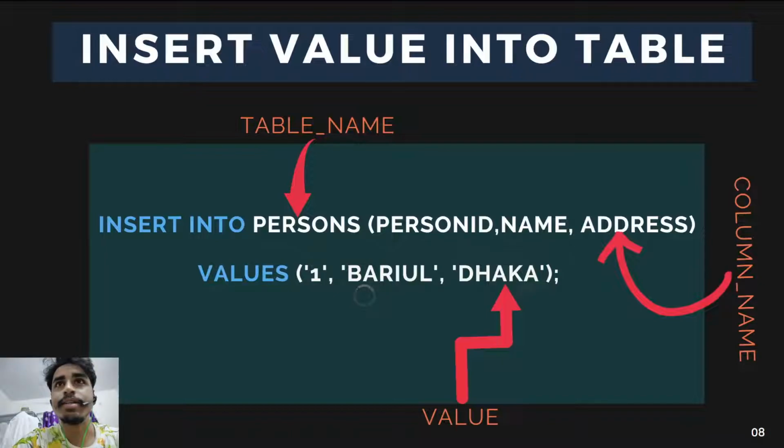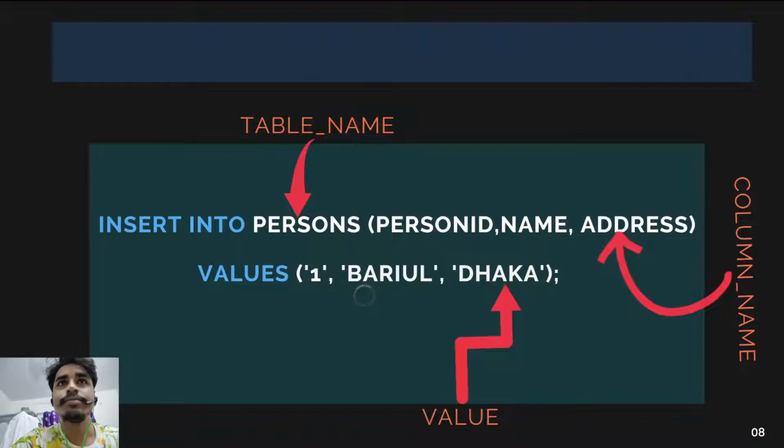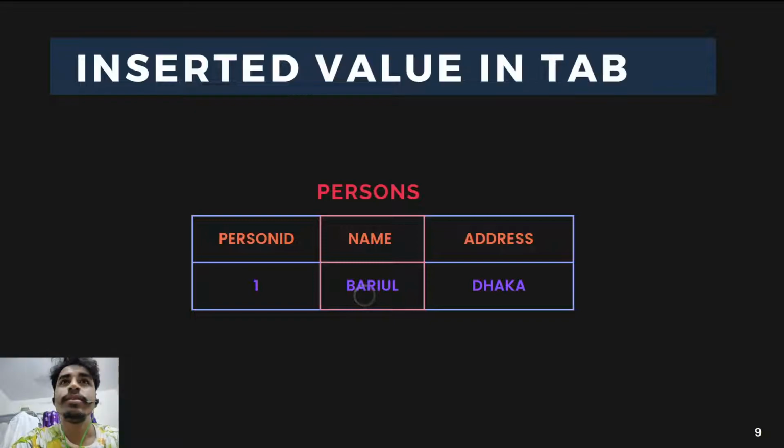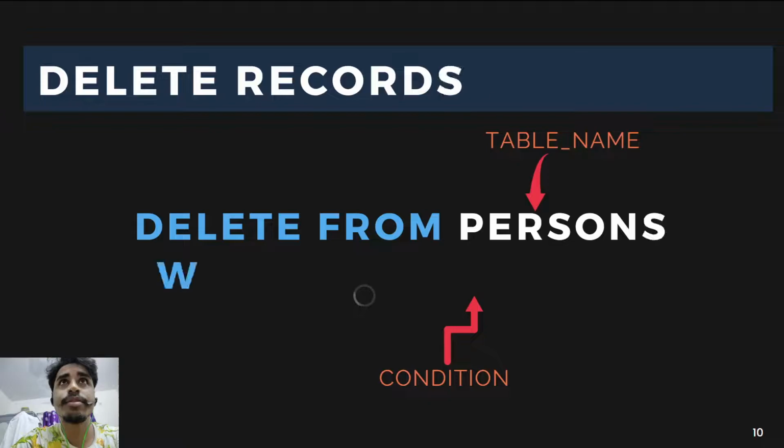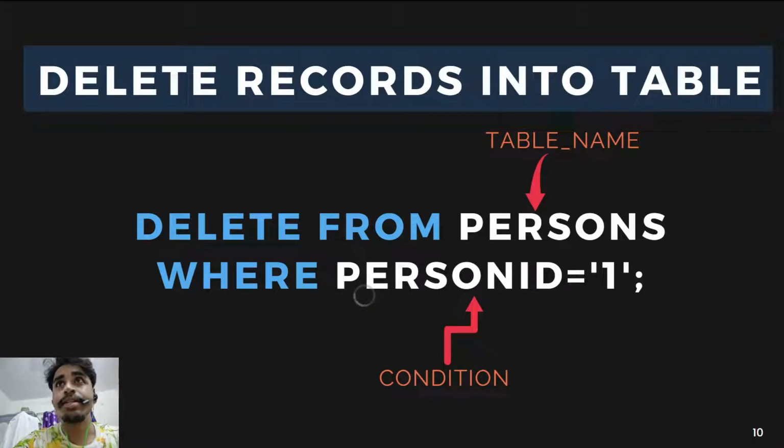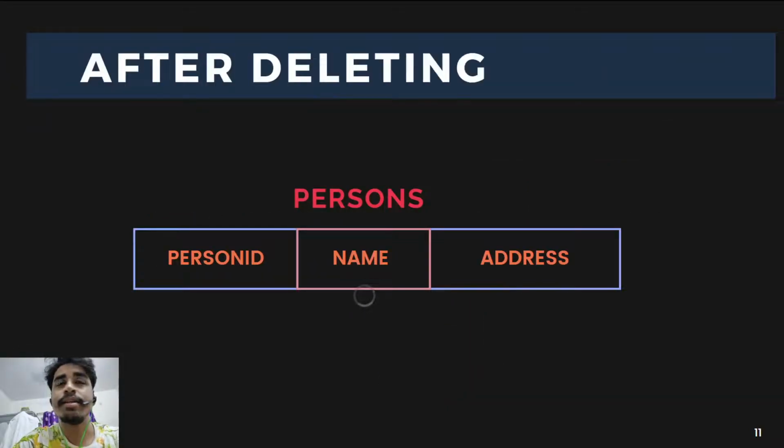Let's see the table after inserting one row into the person table. Okay, let's see the next query. Next we have delete record. If we want to delete a record from the previous table, we are going to delete by person id, then the whole row will be deleted. Here you can see the output after the delete on the previous table.